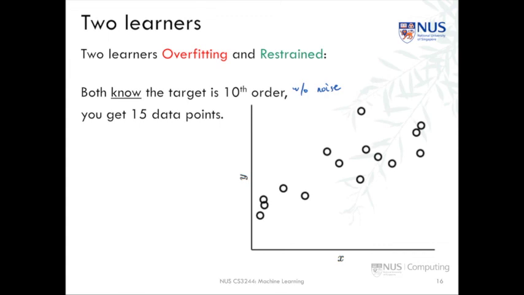Do you think the tables are turned now? We're still going to provide only 15 data points. Our overfitting learner will choose H10, and our restrained learner will choose H2. The question is, just like before, who is going to win this match in terms of mean squared error on the test data? Think about it, and we'll go over this again in our post lecture.